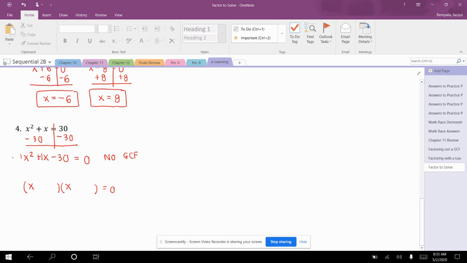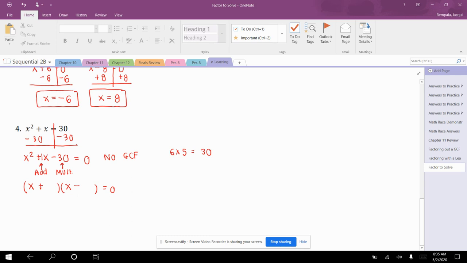There is a 1 in front of that x, so I'm asking myself what multiplies to negative 30 but adds to positive 1. So because it has to multiply to a negative, one of my numbers has to be positive and one of them has to be negative. There are quite a few numbers that multiply to 30, but I want them to be one apart from each other. Well, 5 times 6. 5 times 6 multiplies to get you 30. But remember, one of these has to be a negative in order for it to multiply to a negative.